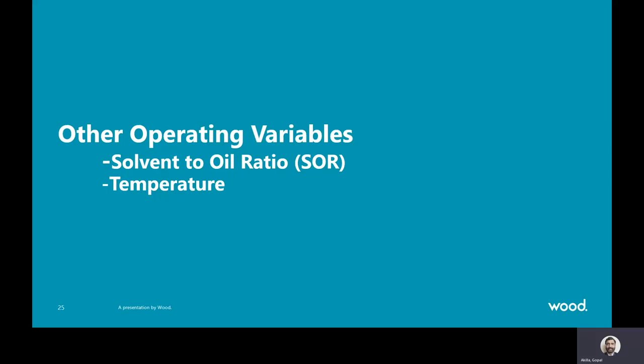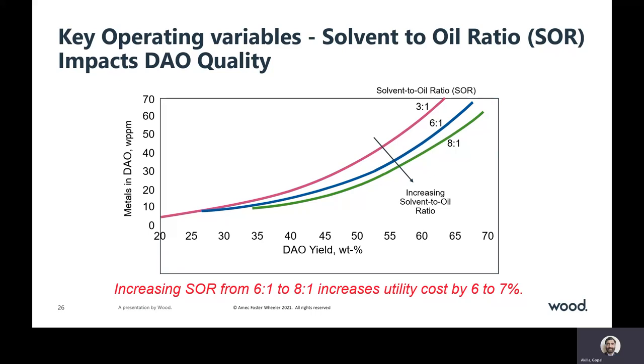What about the other criteria, solvent to oil ratio? I explained earlier about the 6:1 and 8:1 ratios used. What if we use different solvent to oil ratios? And what about the extractor temperature? These will be discussed here. As you can see in the graph, at about 60% lift, the DO metal content is low at 8:1 compared to 6:1, and it is much higher at a 3:1 solvent to oil ratio.